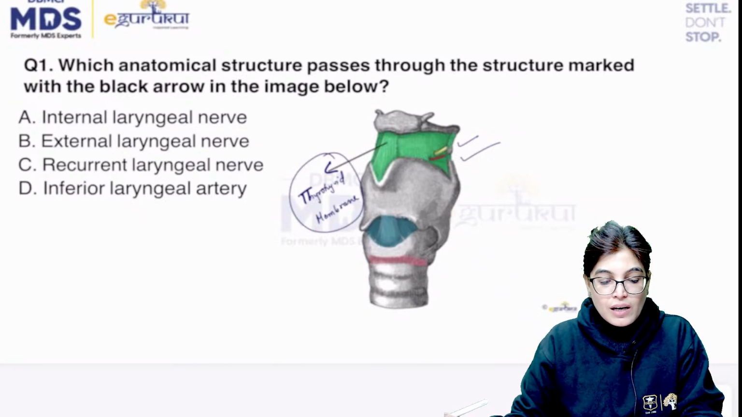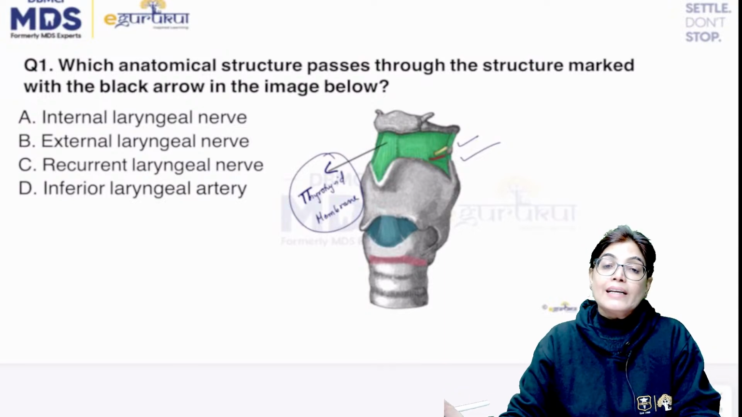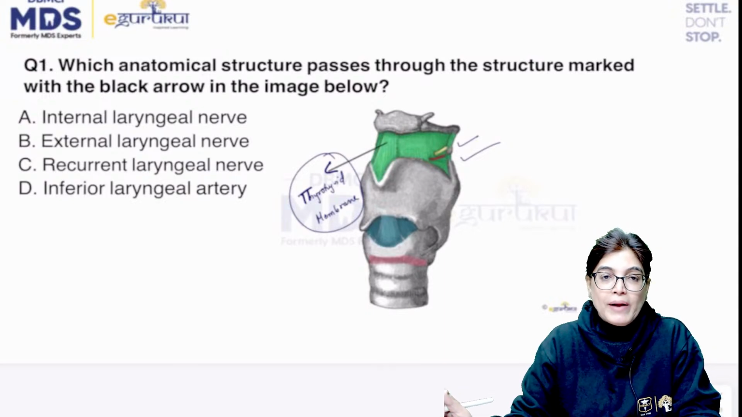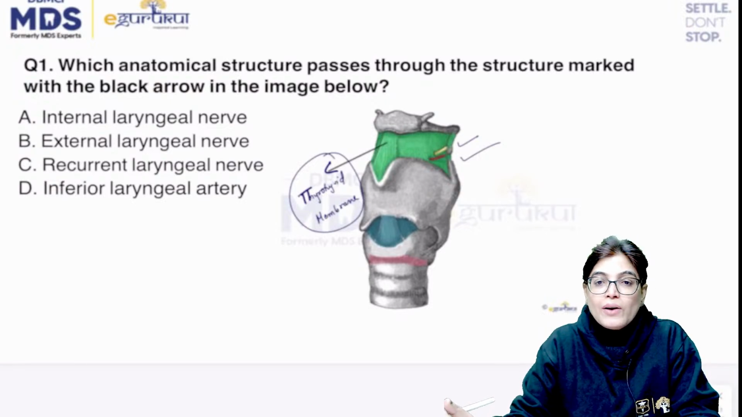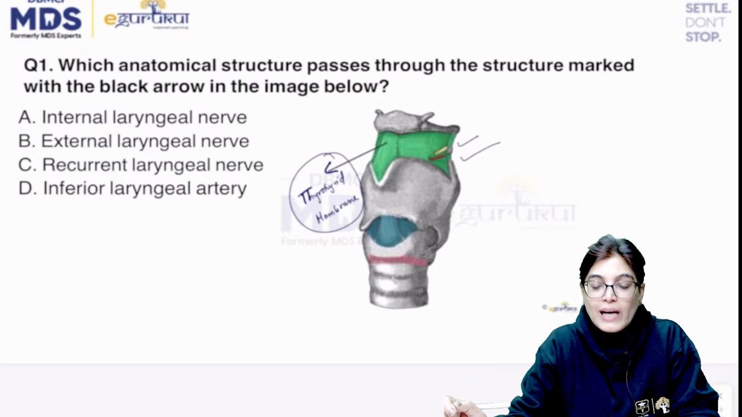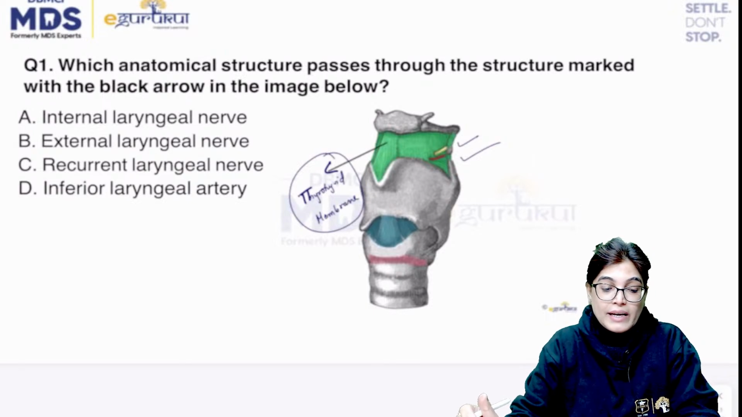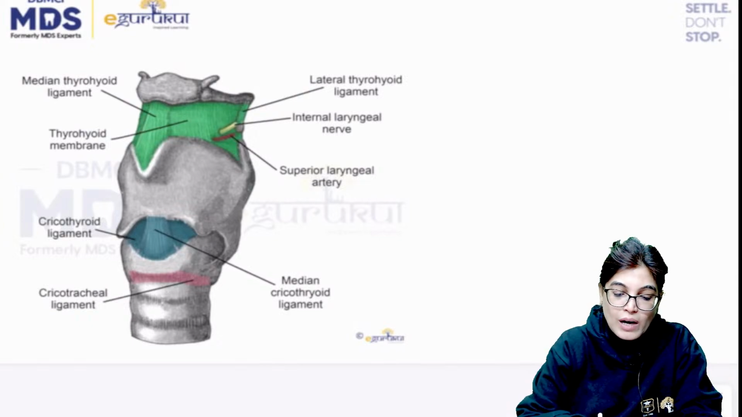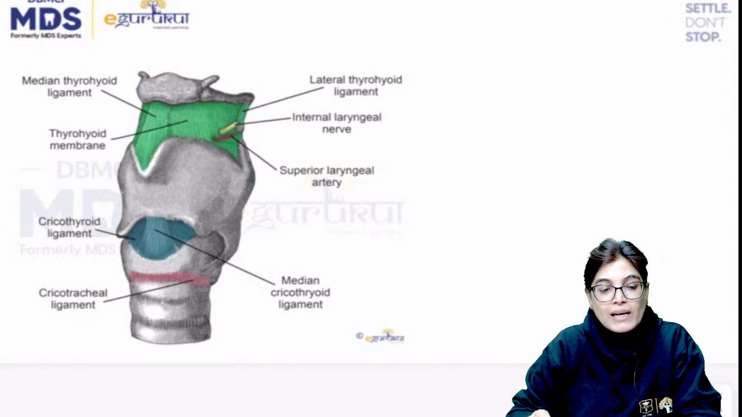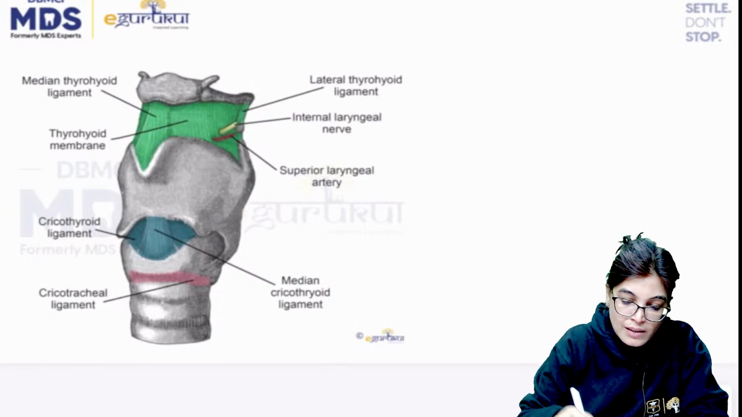You can mark the right answer, and the hint I have given you is that the green color structure is the thyroid membrane. The thyroid membrane, which connects the thyroid cartilage and the hyoid bone, is pierced by one nerve and one artery, and you have to give the right answer. So I want to come up with this explanation so that you can mark the right answer.